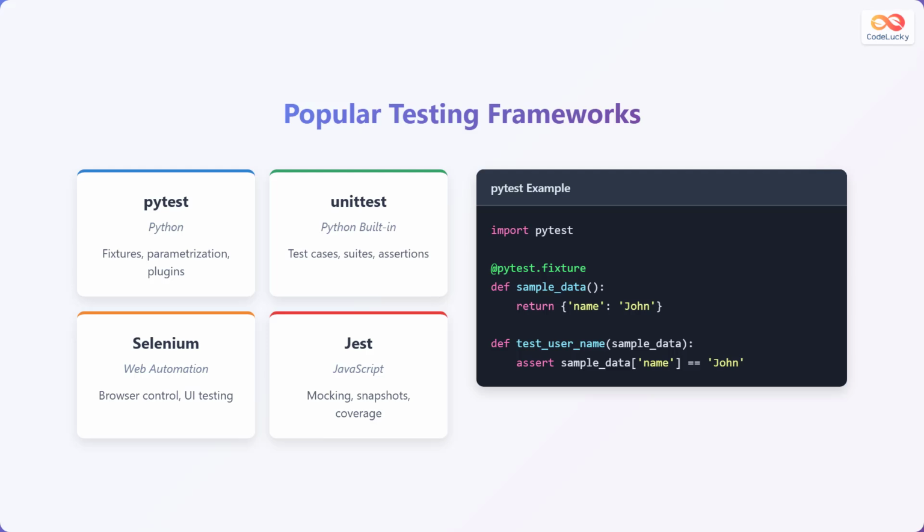Unittest is Python's built-in testing framework that provides test cases, test suites, and comprehensive assertion methods. It's always available but less feature-rich than Pytest. Selenium specializes in web automation and UI testing, allowing you to control browsers programmatically and simulate user interactions.